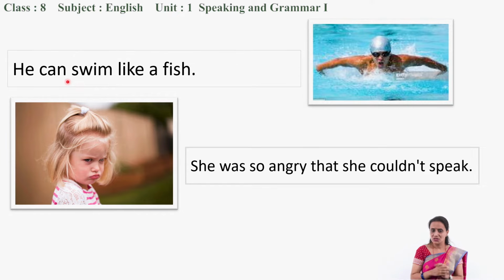Past ability. She was so angry. Was so angry. Past, to describe the past ability. That she could not speak. She was not able to speak. Okay, let's notice it. The use of can and the use of could. Okay. Now let's see more pictures.